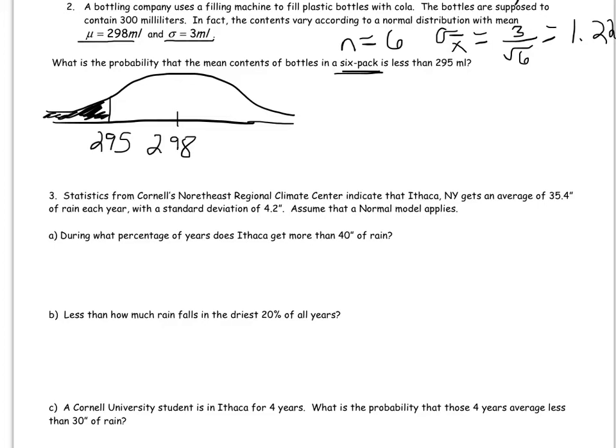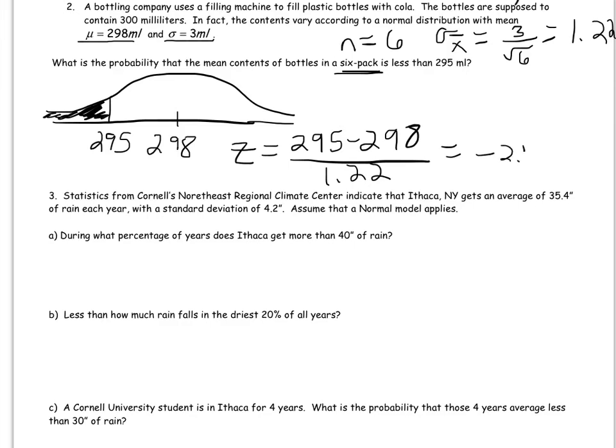Okay, so now I need to compute the z-score for that 295, so it'll be 295 minus 298 divided by 1.22. That z-score should be negative because that 295 falls to the left of the mean for the population, which is apparently 298. Z-score is negative 2.46.